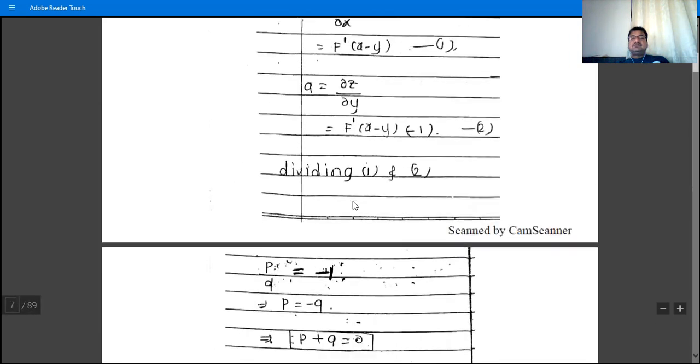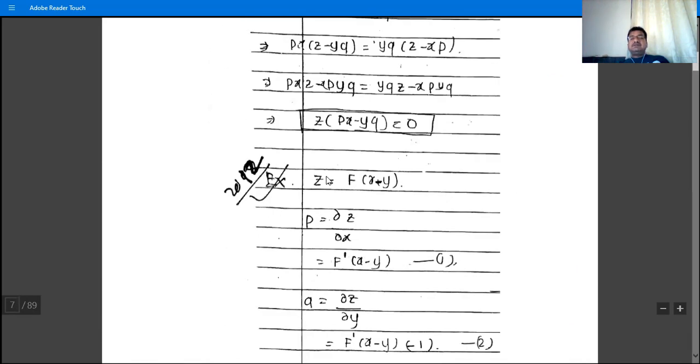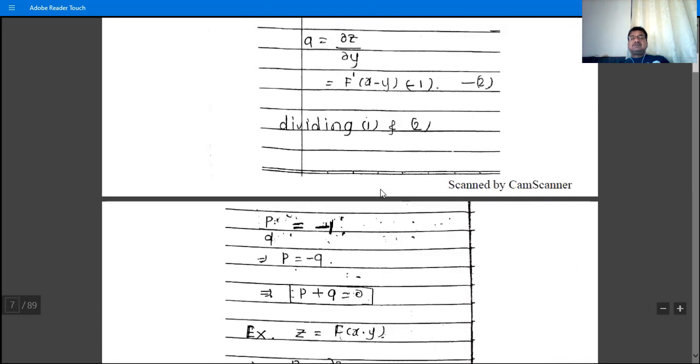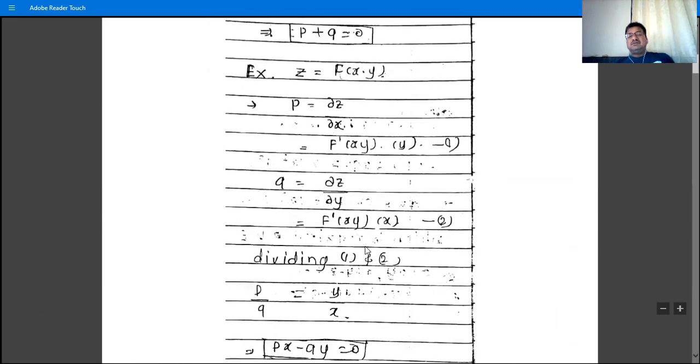p plus q is equal to 0 means del z by del x plus del z by del y is equal to 0, and its solution is this: z is equal to f of x minus y. Next, z is equal to f of x into y. So differentiate with respect to x. So small p, del z by del x, is equal to f dash of x into y into the derivative of x into y with respect to x, which is y. Then q, that is del z by del y, is equal to f dash of x into y, and the derivative of x into y with respect to y is x.